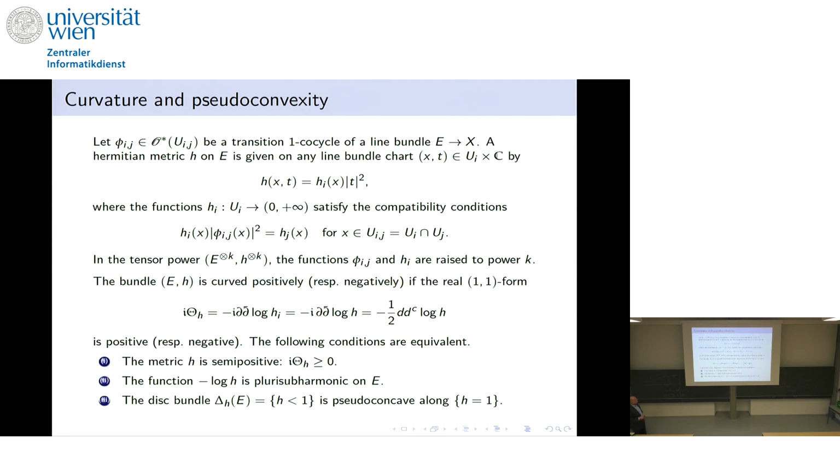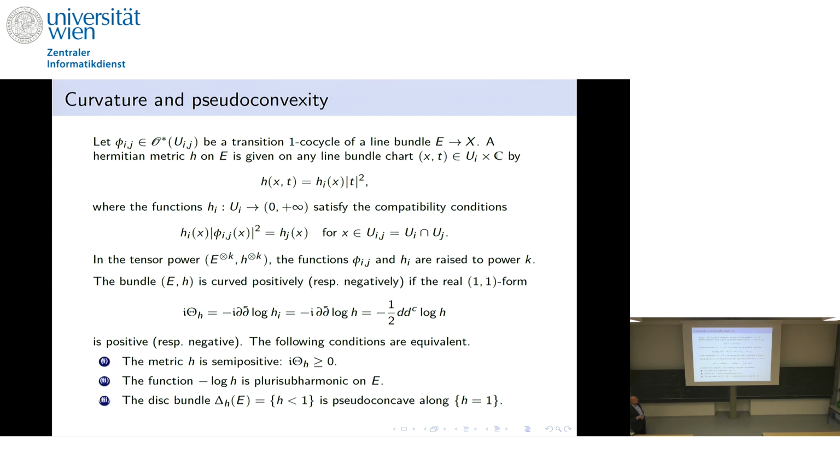Okay, now, every such bundle on every X is defined by a transition cocycle. And if you fix such a transition cocycle, then a Hermitian metric will be given on any line bundle chart in this way: it's a fiber variable t, absolute square, times some positive function in front, and these functions have to satisfy this compatibility condition on the intersections. If you take a tensor power of a line bundle, then all the functions here, the phi's and the h's, will be raised to power k.